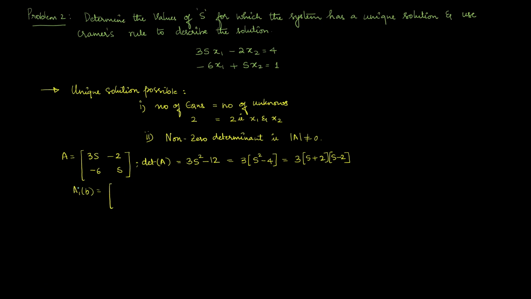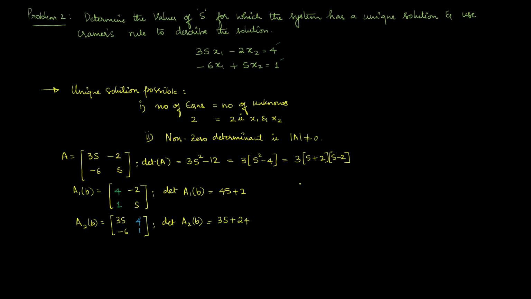Then I have A1(b), for which I have to replace the elements of the first column with 4 and 1. So 4 and 1, minus 2, s, and I will obtain the determinant of A1(b) that is equal to 4s plus 2. Similarly, A2(b) will be 3s, minus 6. The first column elements are going to remain as they are. Second column elements will be replaced with 4 and 1. Determinant of A2(b) will be equal to 3s plus 24.